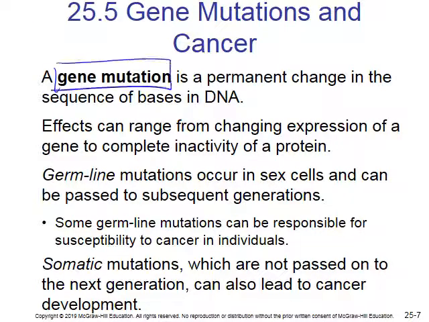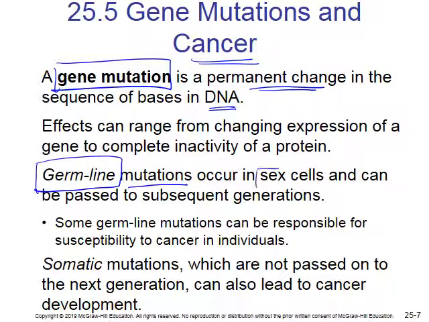Now we get to move on and talk about gene mutations and cancer. So if you have a gene mutation, this is a permanent change in your DNA. We have two different types. There's germline mutation, and that occurs in the sex cells, and it will be passed off to your offspring. And then we have somatic, which means body mutations, and these are not passed on. They're just present in you.